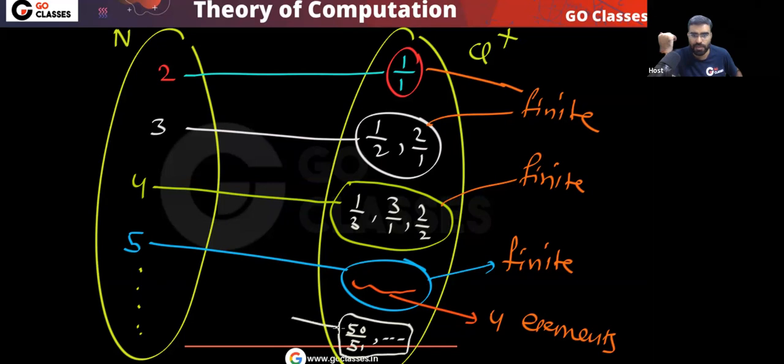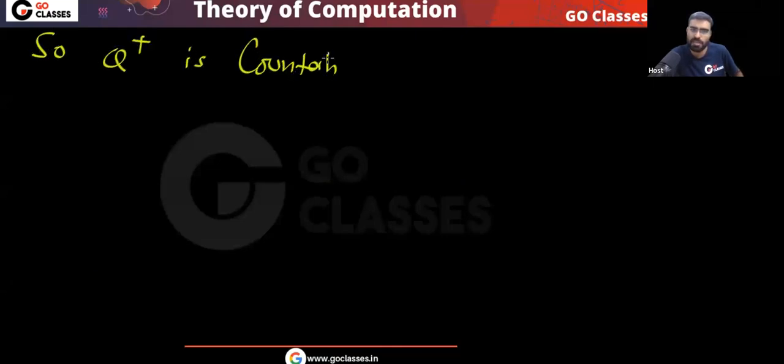Who will cover 50 divided by 51? 101 will cover, right? That's it. Okay, so this is your proof. So Q plus is countable. Yes or no?